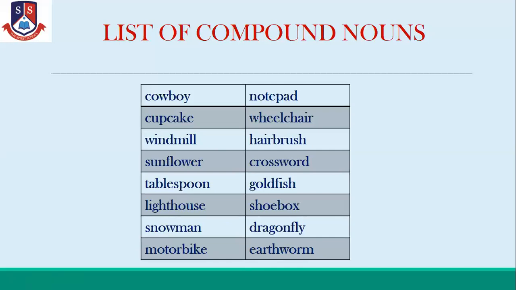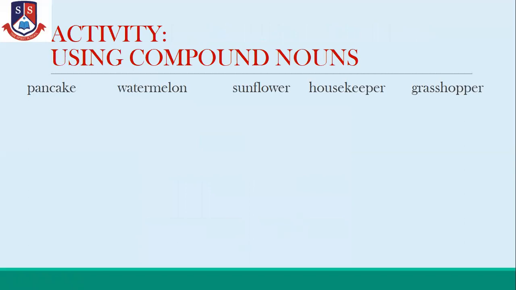All right, brilliant. So students, now we are going to do an activity, and the activity is quite interesting, in which what you have to do is there are given few compound nouns: pancake, watermelon, sunflower, housekeeper, and grasshopper. There will come few sentences and there will be blanks in those sentences. You have to choose the correct compound noun out of these given compound nouns, and you have to tell me which is the suitable compound noun that comes in the blank.